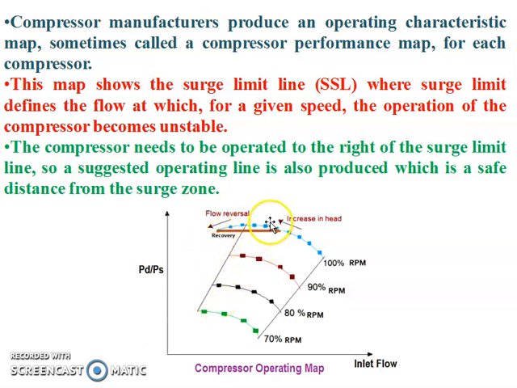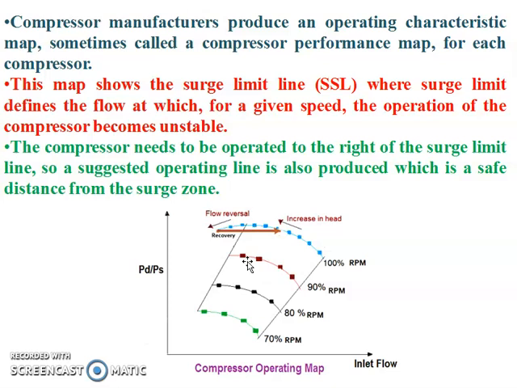For that purpose, another parallel line is drawn on the right side of the SSL, and the controller is designed in such a way that it follows the line on the right-hand side of the SSL line. Due to this, the compressor will never go into the surge region. The controller takes care that the compressor will not enter the left side region of the SSL.